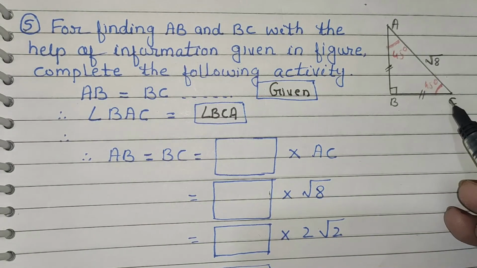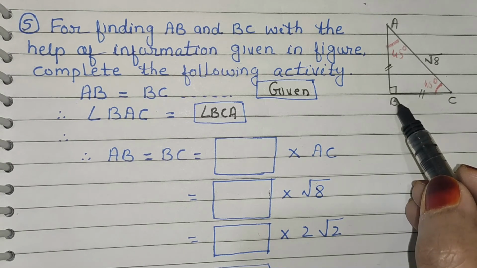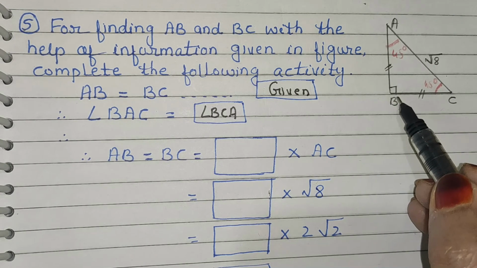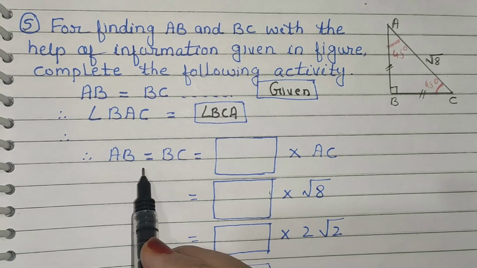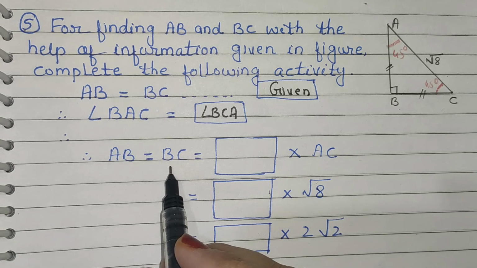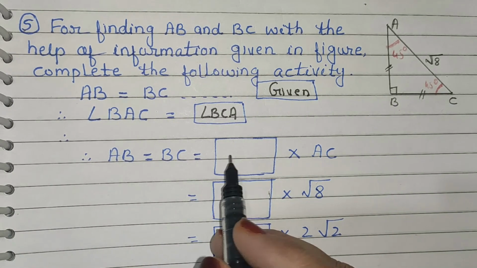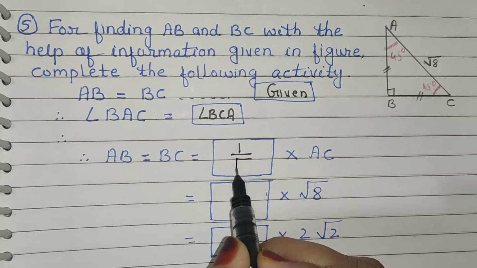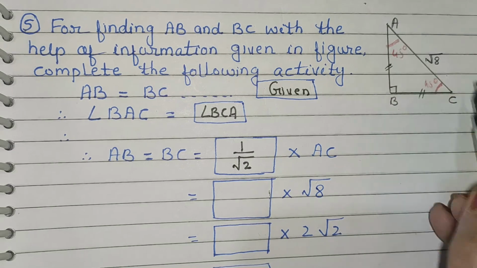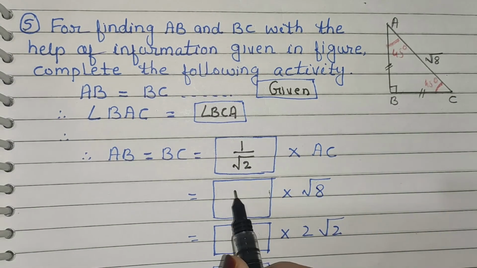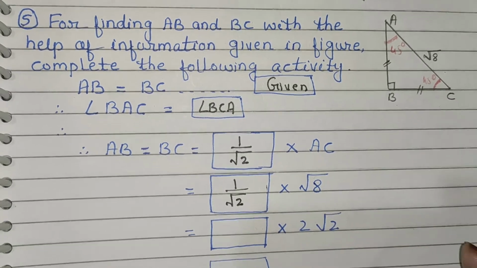Triangle ABC is 45, 45, 90 degree. Therefore by 45, 45, 90 triangle theorem, AB is equal to BC. Side opposite to 45 degree is equal to 1 upon square root of 2 into hypotenuse. Now the hypotenuse here is AC. Now substituting the values we get 1 upon root 2 into root 8.